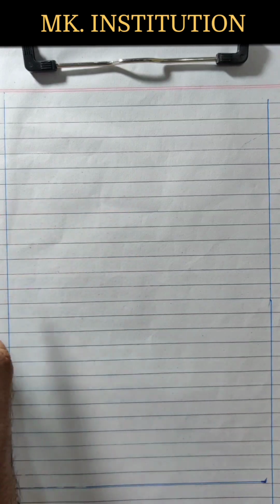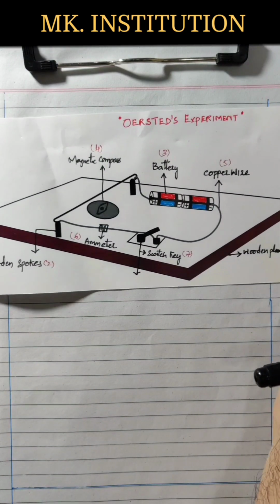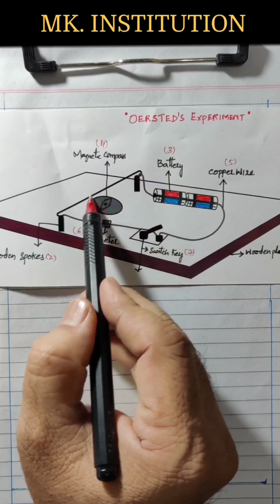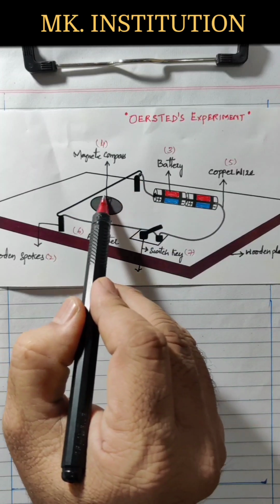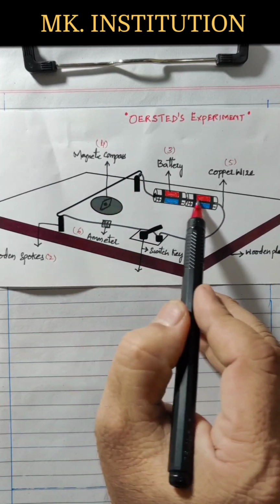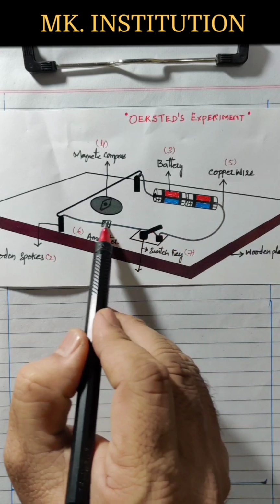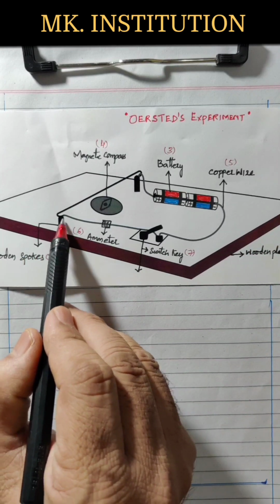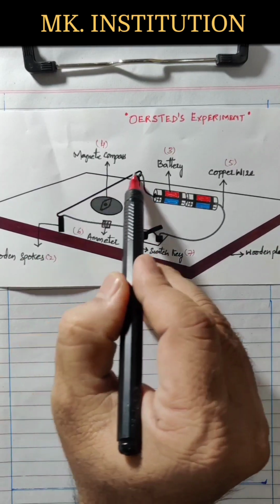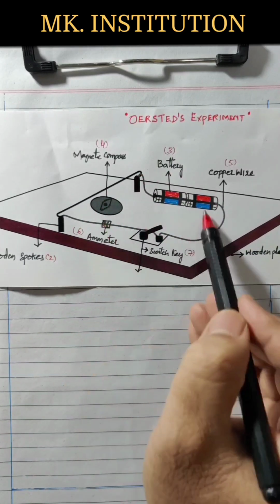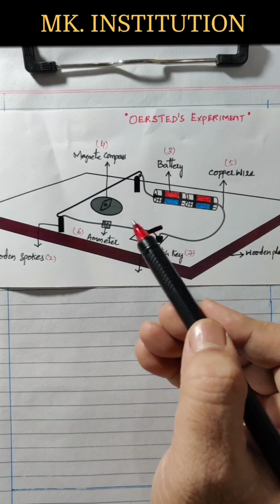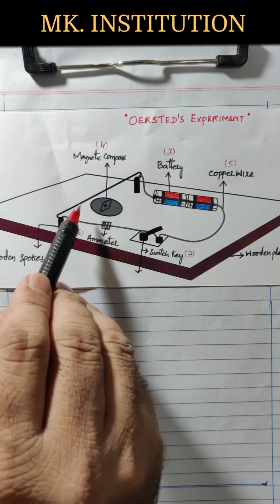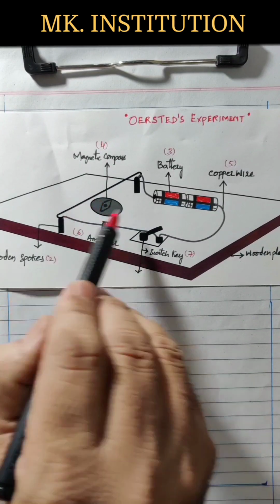In your book the diagram is there for this. Clear? This is the Oersted experiment. A wooden plank, one wire is there, one magnetic compass is there, a battery, and this is the copper wire. One switch key is there. This is a wooden plank, and these are the wooden spokes where the wire is fixed. So these are the things he took, and while doing this experiment he observed the magnetic field moving around this copper wire.